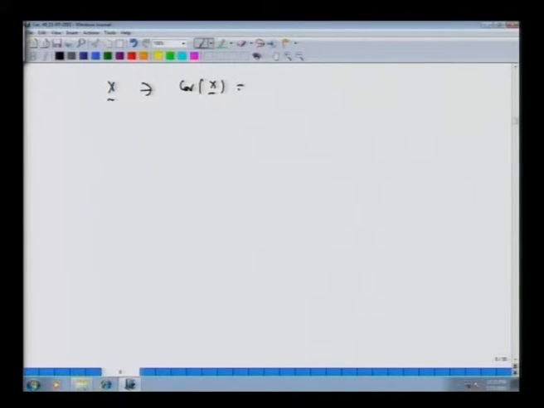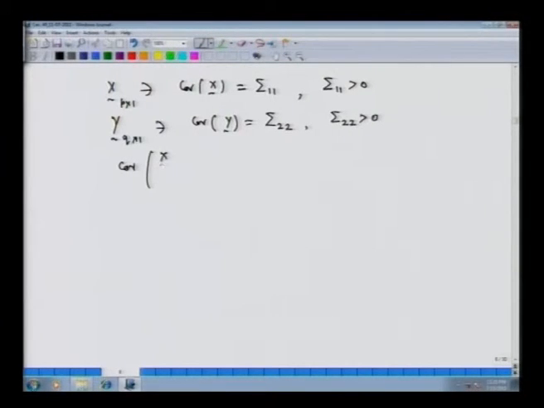the covariance structure equal to sigma 1 1. Here x is p by 1, y is q by 1, such that the covariance matrix of y is given by sigma 2 2, wherein as before we will assume that sigma 1 1 is greater than 0 and sigma 2 2 is greater than 0. Thus the covariance structure of the vector (x, y) is given by sigma 1 1, sigma 1 2, sigma 2 1 and sigma 2 2. Now, this matrix also is positive definite.